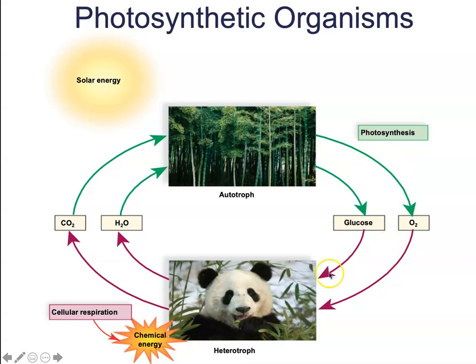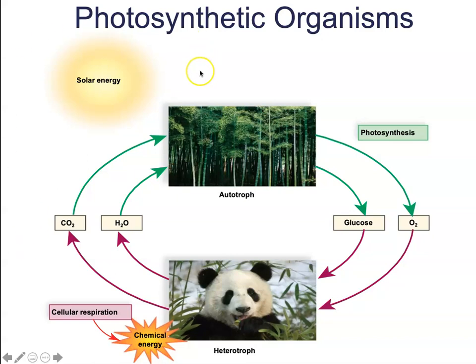Heterotrophs then eat those producers, they eat those autotrophs. They burn up that glucose, that chemical energy, and they convert it to physical energy and heat. And the remaining glucose, once it's broken down, becomes carbon dioxide and water. Both heterotrophs and autotrophs use organic molecules produced by photosynthesis as the source of chemical energy for cellular work.